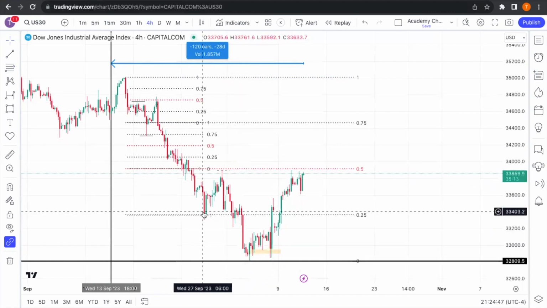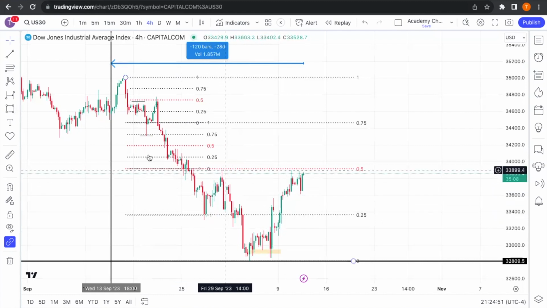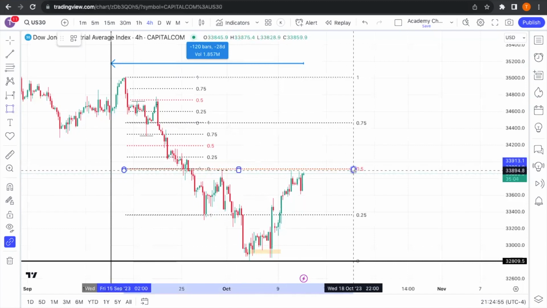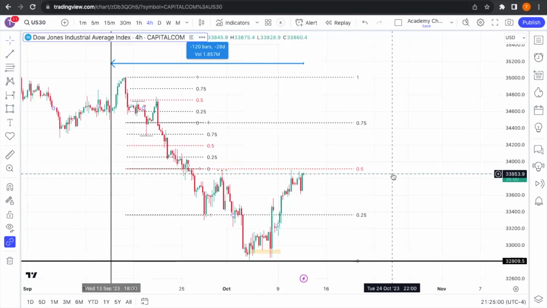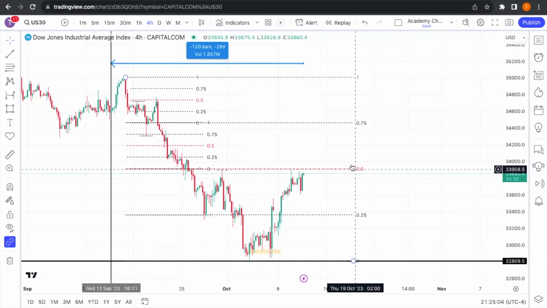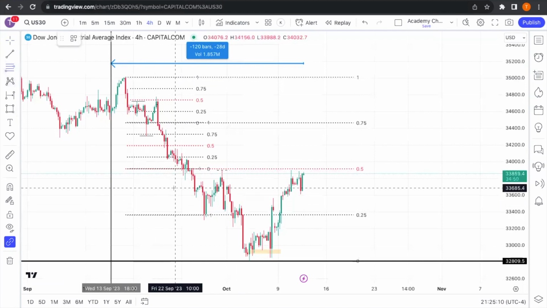Again, we can cut all these levels up too. Now this one, see it pulled up, but what did it fall short of? It fell just short of the 50% from the last 20 days. So there's probably liquidity there, I would guess. Now again, we can do the same thing on all these levels.